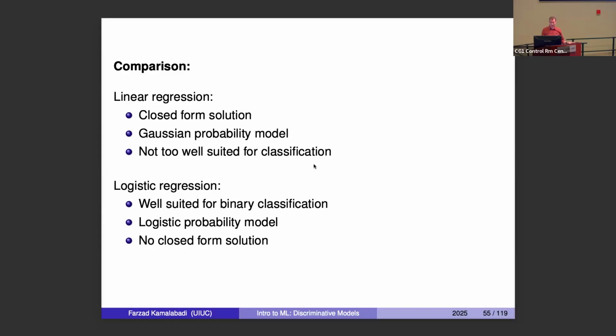All right, so briefly as comparison, for linear regression we have a closed form solution. We have a Gaussian probability model, but it's not too well suited for classification. Logistic regression is well suited for binary classification, and we can generalize it to multi-class. We have an underlying logistic probability model with a Bernoulli prior, but there's no closed form solution, and we have to solve it numerically.